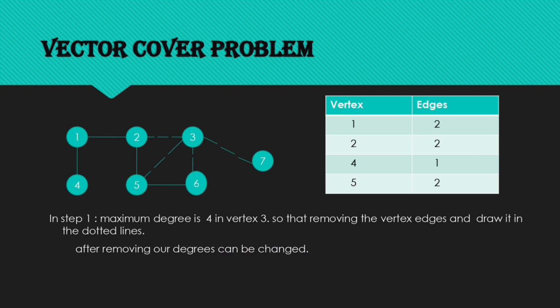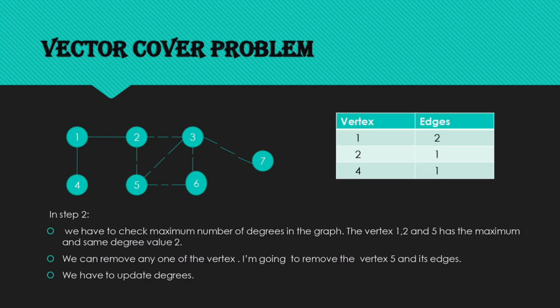We can show the removed edges as a dotted graph. So finally, I have removed the 4 edges which are connected to 3: 3 to 2, 3 to 5, 3 to 6 and 3 to 7. These are shown in a dotted graph. In the second step, after removing vertex 3, we have some changes in our graph.